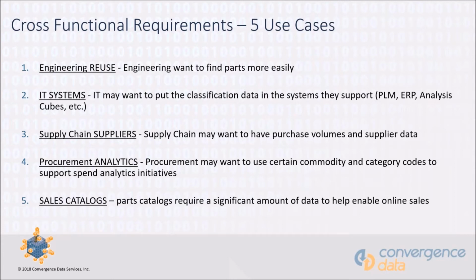And some of the things that they may be interested in are normalized commodity codes or a standard category code for all the direct materials, especially the purchase parts, to support their spend analytic initiatives. So we'll talk a little bit about that. And then lastly, sales catalogs. It's very hard to sell products online when you don't have good quality information. And typically, selling products online requires a lot of information, including things like images. And we'll talk about how the classification initiative can support the sales organization.